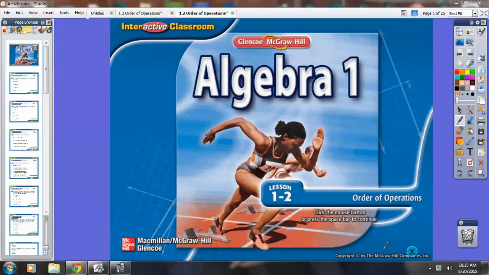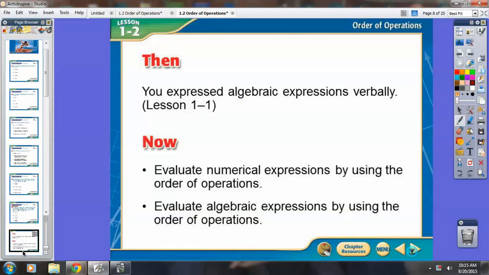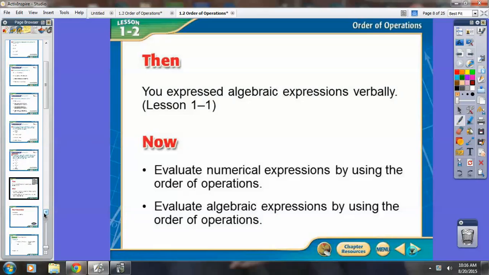So this is Algebra B. We are talking order of operations, section 1-2. A couple of things that we're going to talk about here are evaluate numerical expressions by using the order of operations, and evaluate algebraic expressions by using the order of operations. So what is the difference between a numerical expression and an algebraic expression?